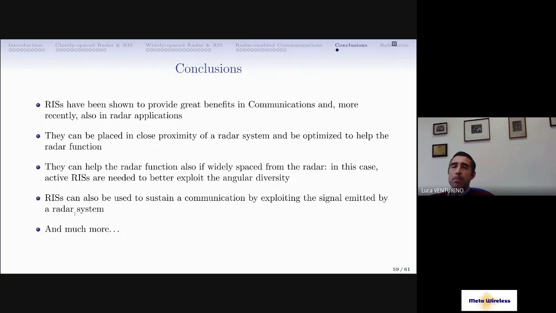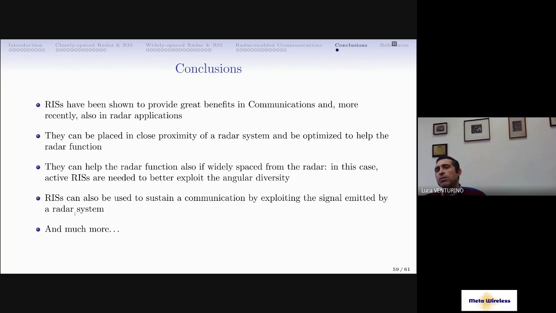Just to sum up briefly what we have seen so far, and then we have, probably, time for a few more questions. We have seen that RIS can be effectively used in radar applications. We can use this RIS in close proximity of a radar transceiver to help either the transmitter or the receiver to better focus the energy toward the expected location. Or we can use a widely spaced active RIS to take advantage of the angular diversity.